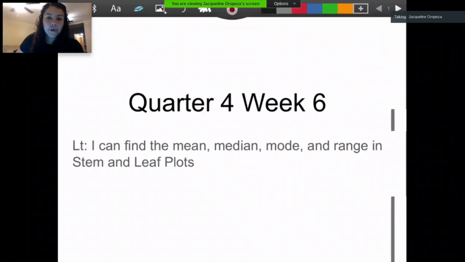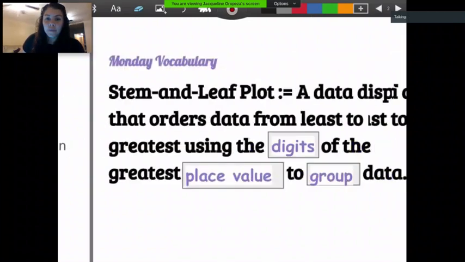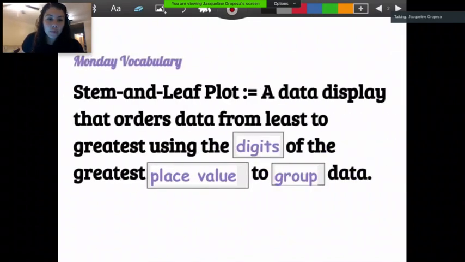We are entering quarter 4, week 6. Our learning target is: I can find the mean, median, and mode and range in a stem and leaf plot. We have one vocabulary word, which is stem and leaf plot, which is a data display that orders data from least to greatest using the digits of the greatest place value to group data.